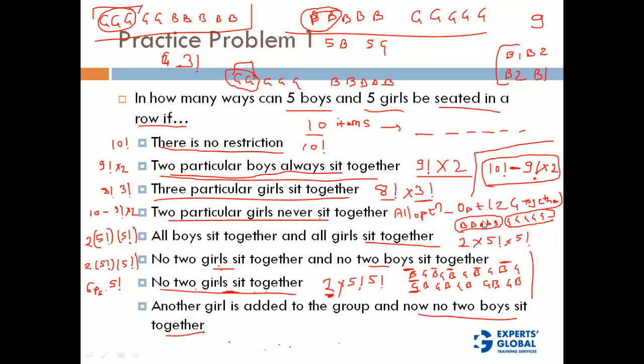Okay, so now how many girls do we have? We have 5 boys and 6 girls, right? Another girl is added to the group, and no boys sit together. That means there is no restriction on girls. So I need 11 chairs, but I give 12 chairs to girls first.